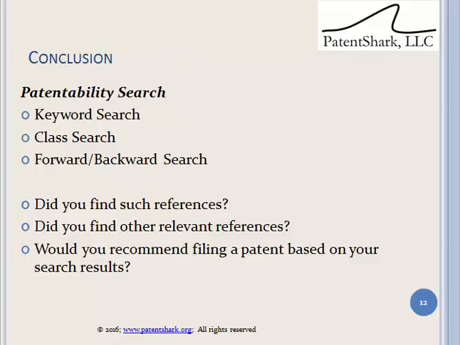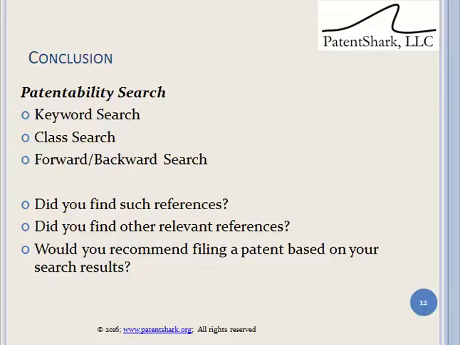So in conclusion, once again, the patentability search involved maybe three steps. Doing a keyword search first. Based on that, you do a class search, and then based on that, you could do a forward-backward search. If you do that, usually you can find the closest prior art out there.